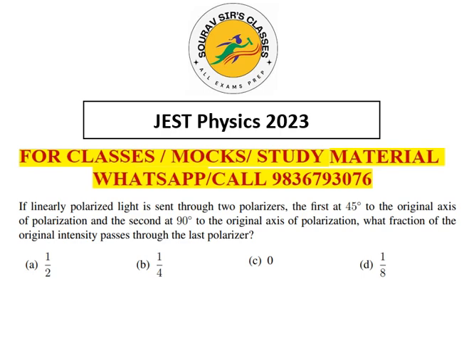Let us solve one problem from JEST Physics 2023 paper. The problem states that if linearly polarized light is sent through two polarizers, the first is at 45 degree to the original axis of polarization and the second is at 90 degree to the original axis of polarization, then what fraction of the original intensity passes through the last polarizer?